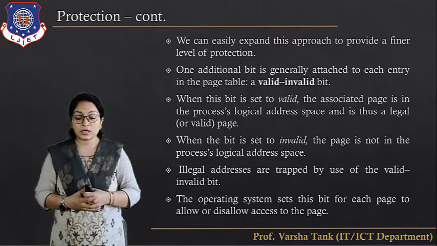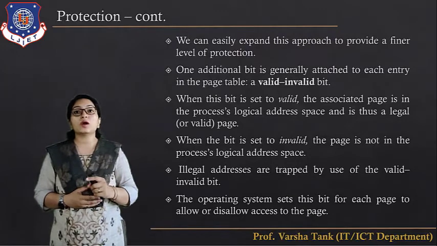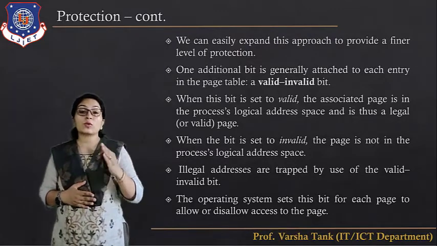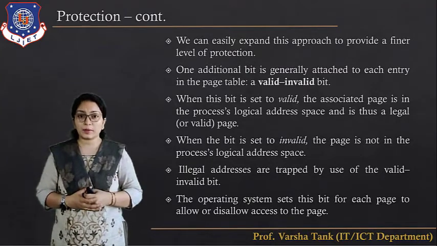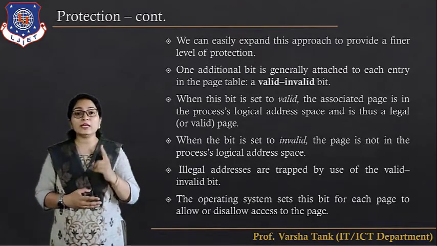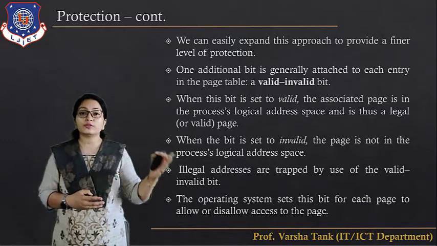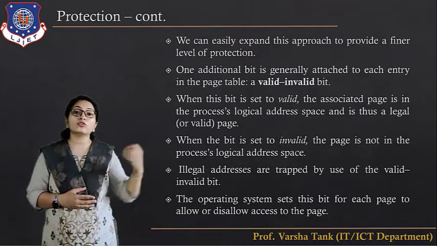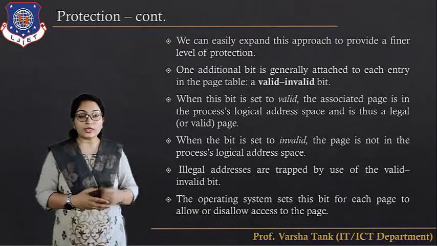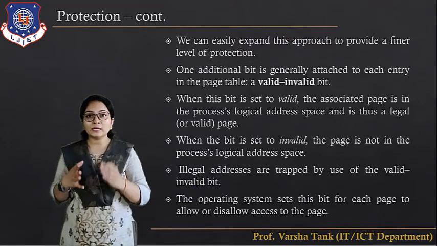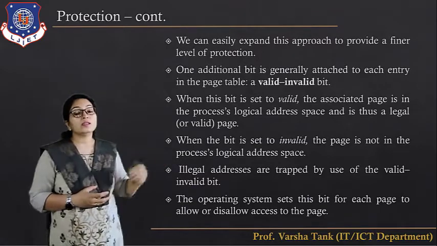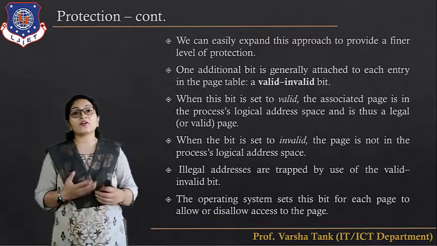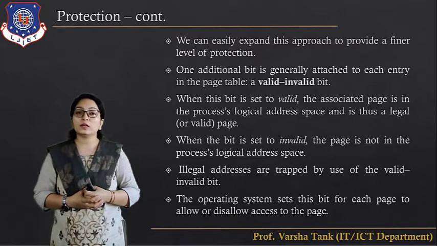So when a small v is set for a particular page, it means the page is in the process's logical address space and is legal, so you can access that page. But if it is set to invalid, you cannot reference that page, because that page is right now not in memory. We have to load it from storage. The same is written here. When the bit is set to invalid, the page is not in the process's logical address space. Illegal addresses are trapped by using the valid or invalid bit.